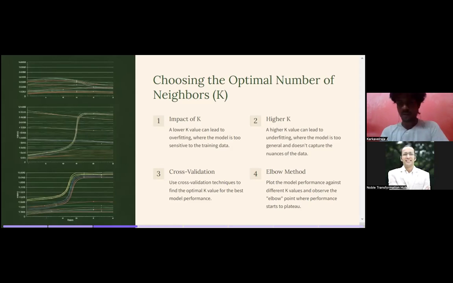Impact of K: a lower K value leads to overfitting, because your model will learn too much. You know what overfitting is. Like when you eat a lot of food, you feel lazy and you will not perform well. In the same way, the model will not perform well. You need to remember it this way. The model is too sensitive to the training data.